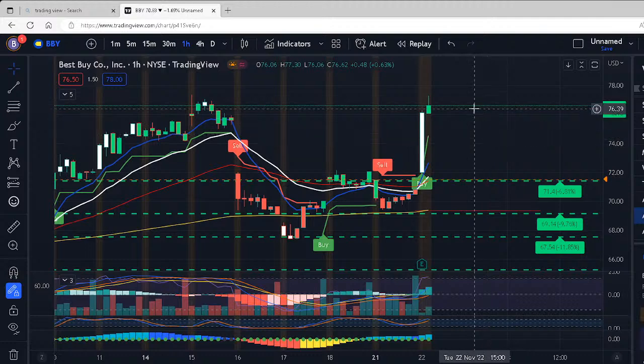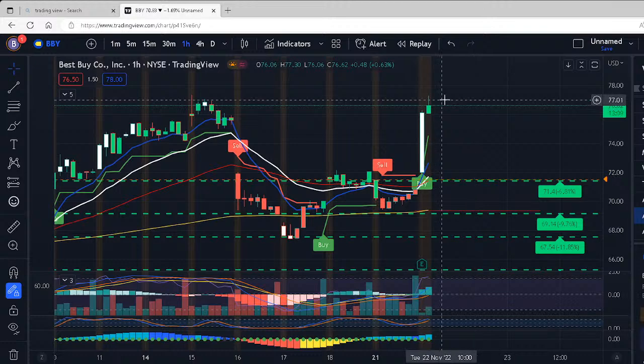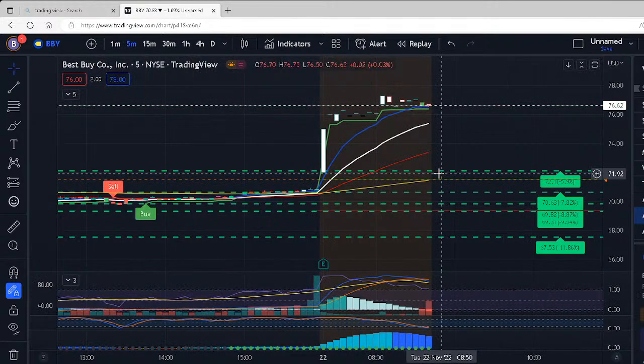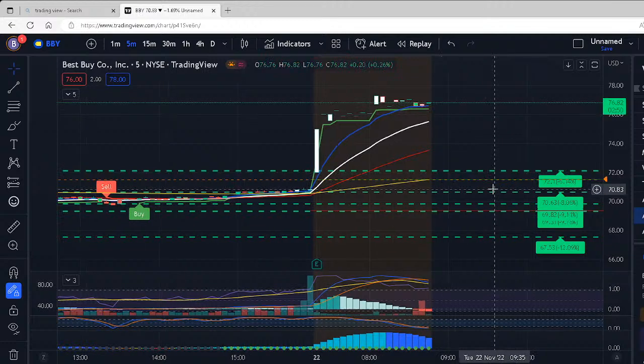So this is the level that I'm going to be looking at. Obviously, I'm going to look for it to break down. If it could make 77.01 support, then it will make its next leg up. But you might see a little dip before another rip, because all stocks don't just go up or go down. They go up, take a breath, and then they go up again. So I'm going to really be looking for the gap fill on here. There's a gap to fill at 70.83.